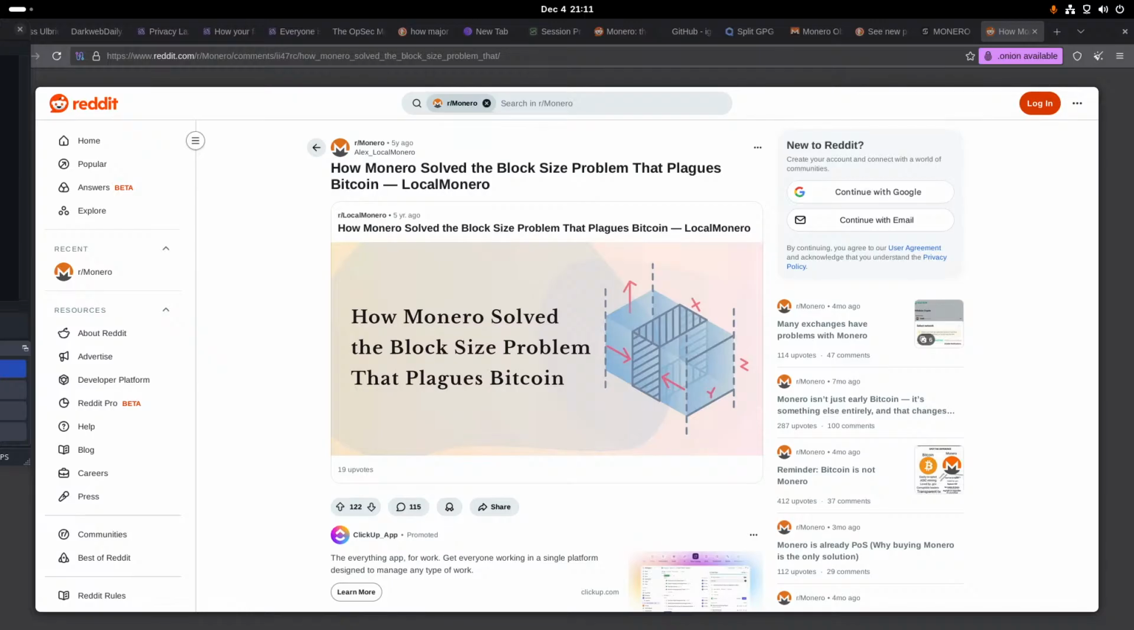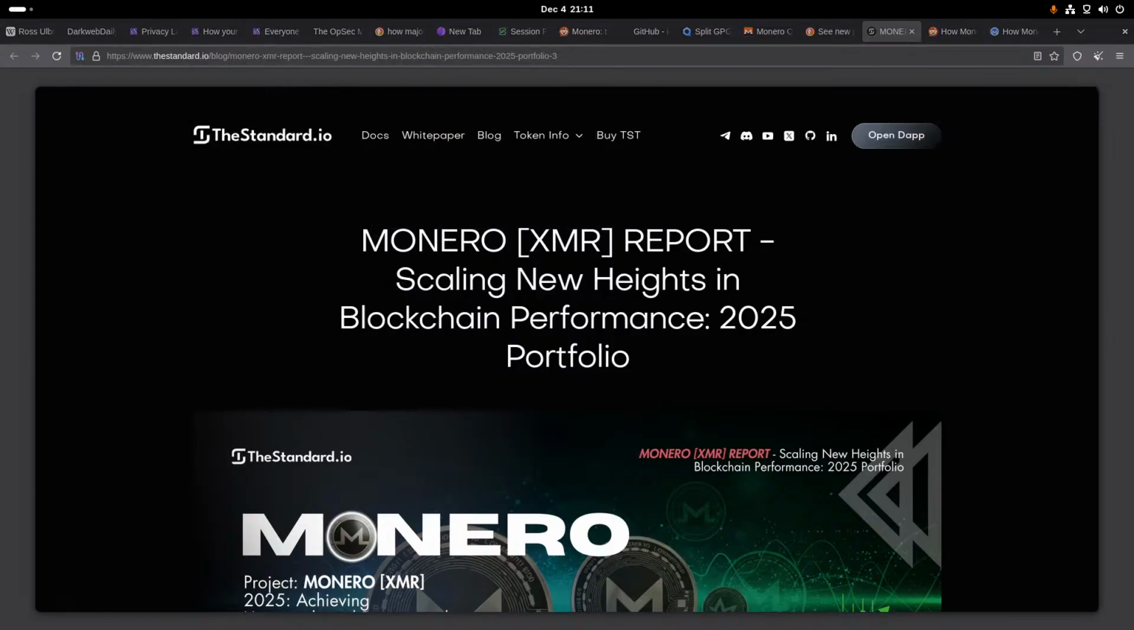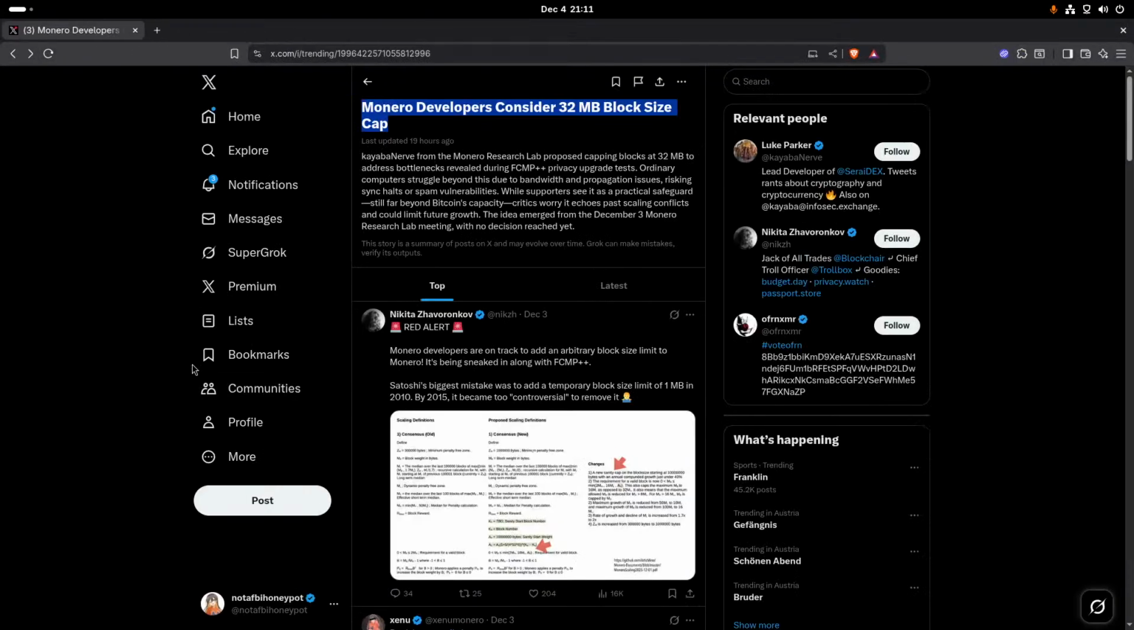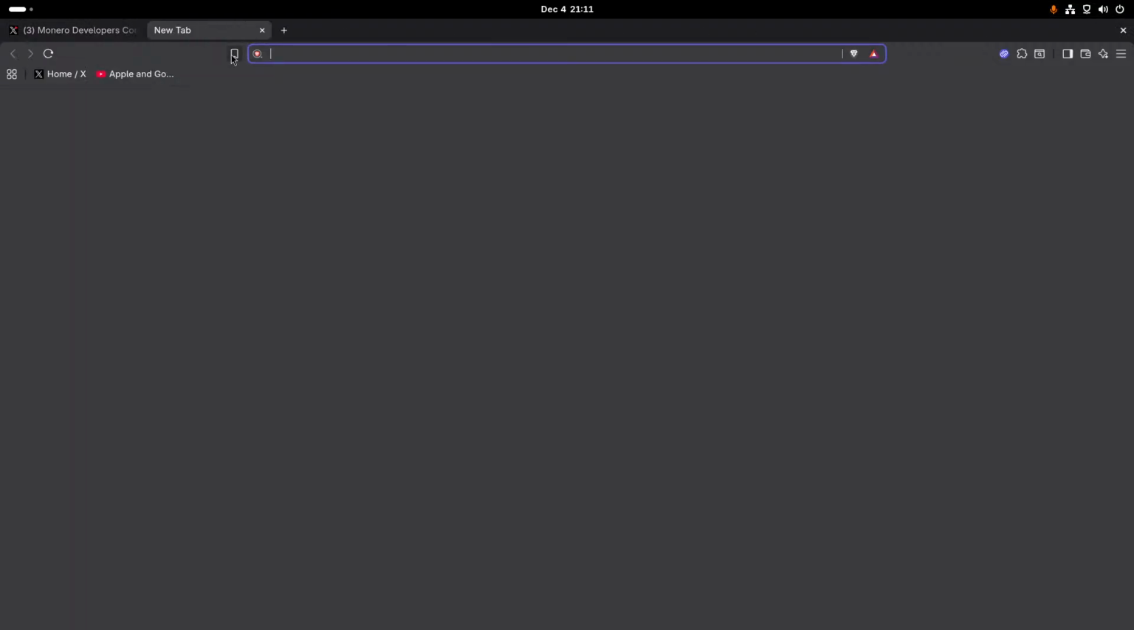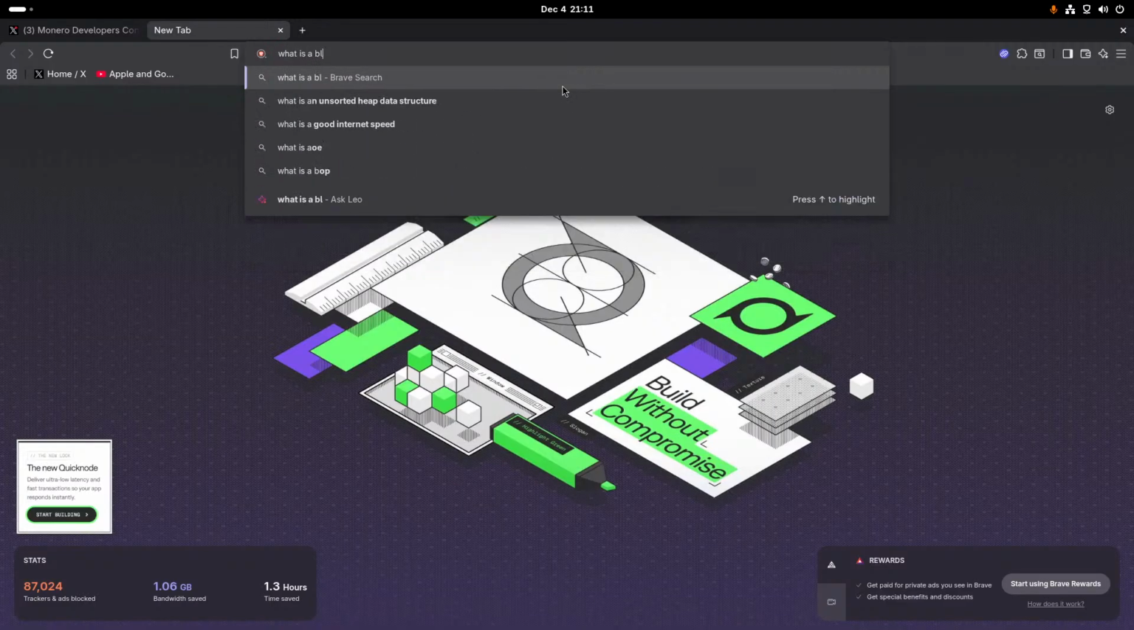What is this interesting language that you're talking about? Okay. Monero apparently had something. This could be a nothing. Burger. What is a block size?